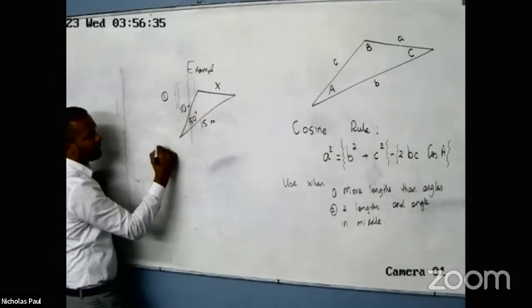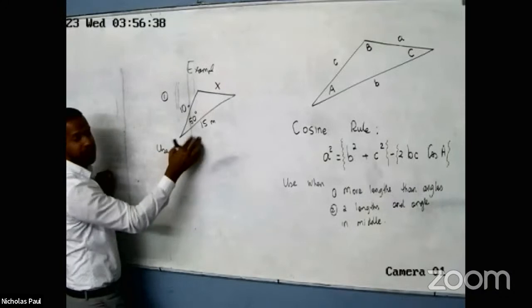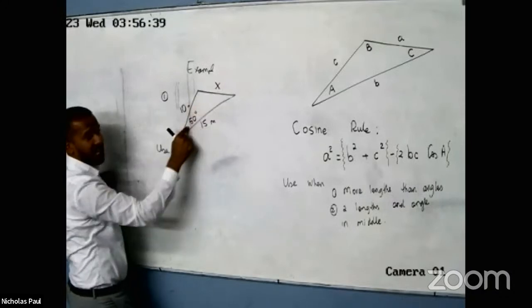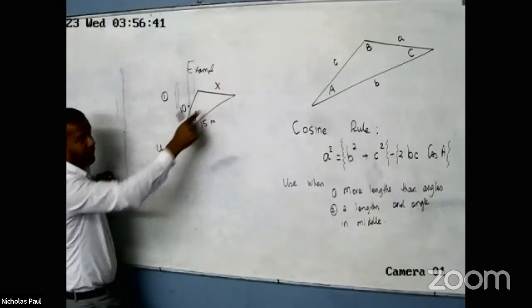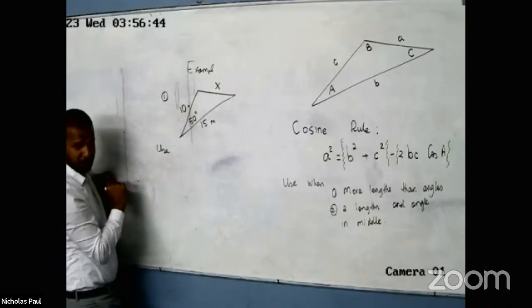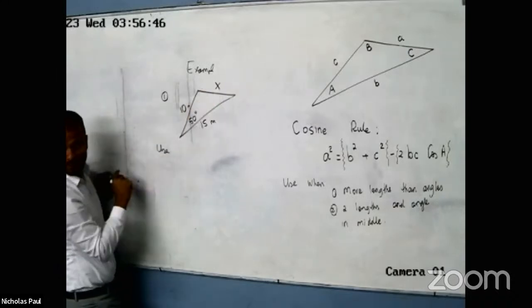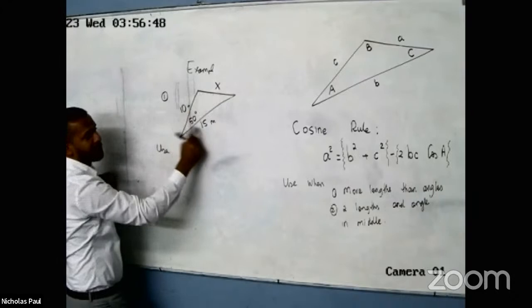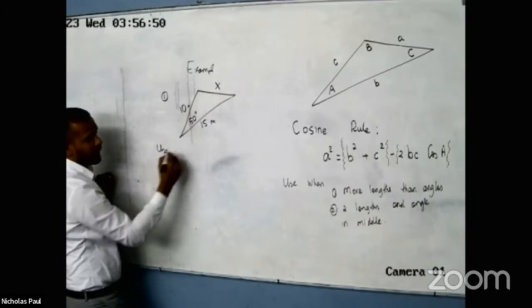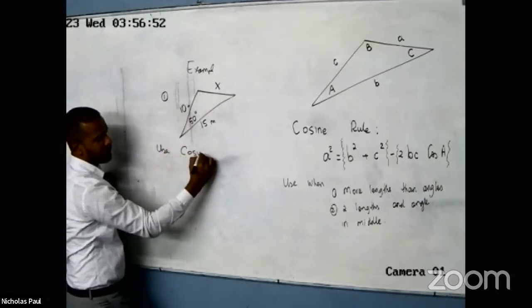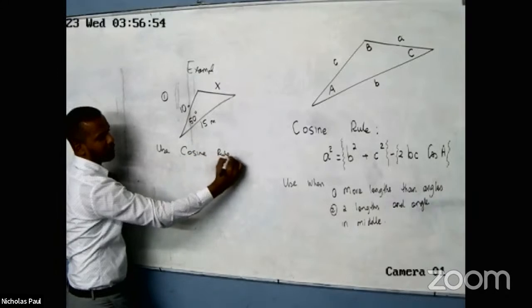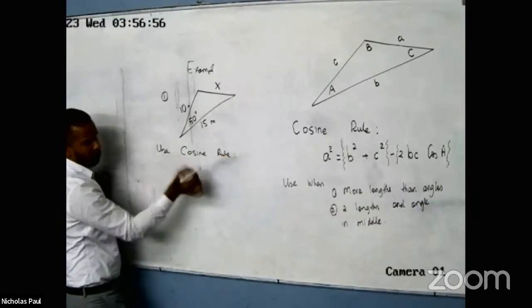So you see we have more lengths and angles, right? We have more lengths and angles, so we're using the cosine rule. Cosine rule, right? I'll write it out.